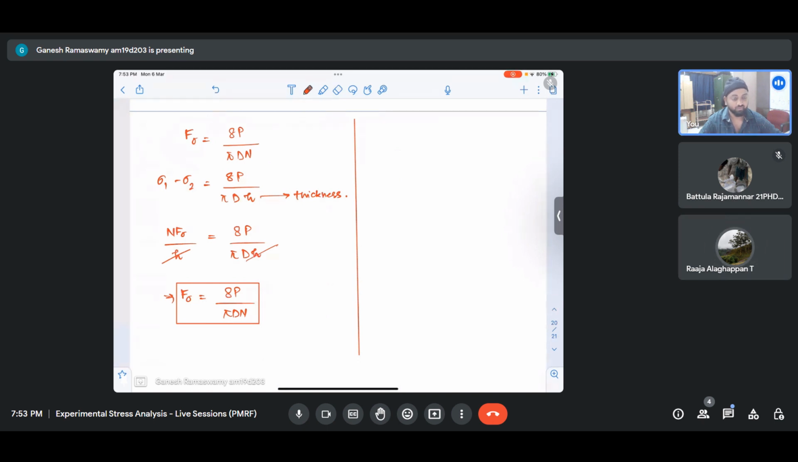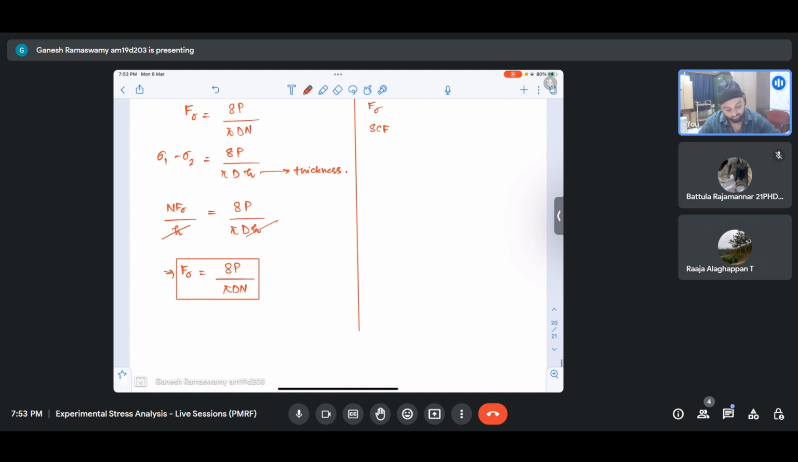F sigma. No, F sigma is not a stress concentration factor. Essentially, F sigma is the material stress fringe value. SCF is the stress concentration factor, right? So if you see, I'll just briefly touch upon it.